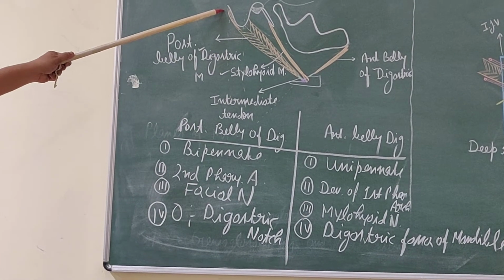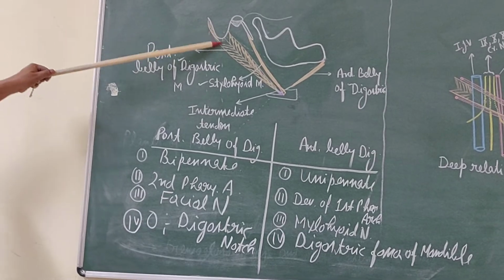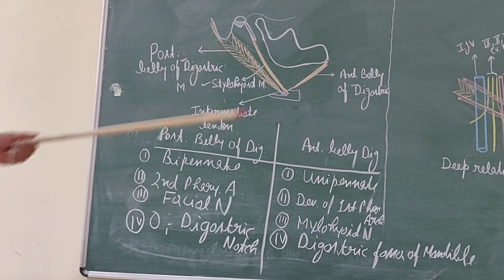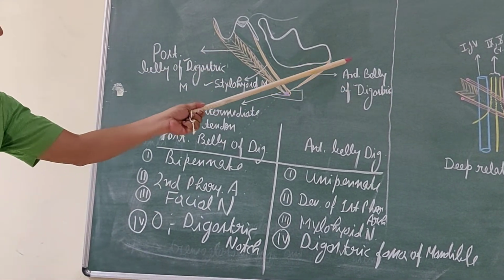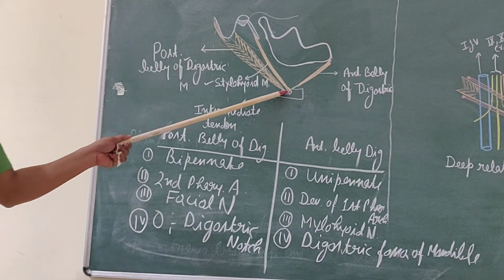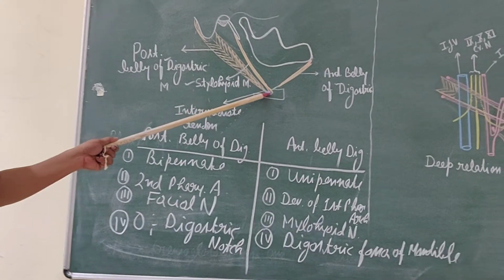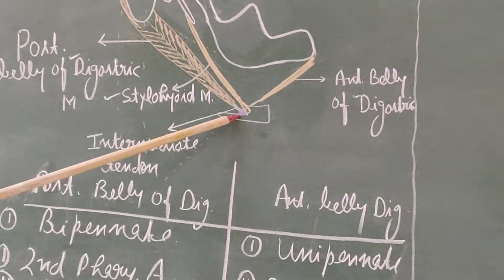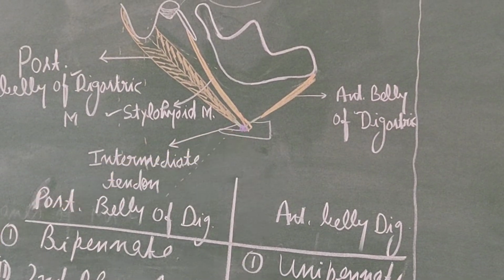The posterior belly takes origin and runs downwards and forward, while the anterior belly runs downwards and backwards, and both are inserted by this intermediate tendon on the hyoid bone.